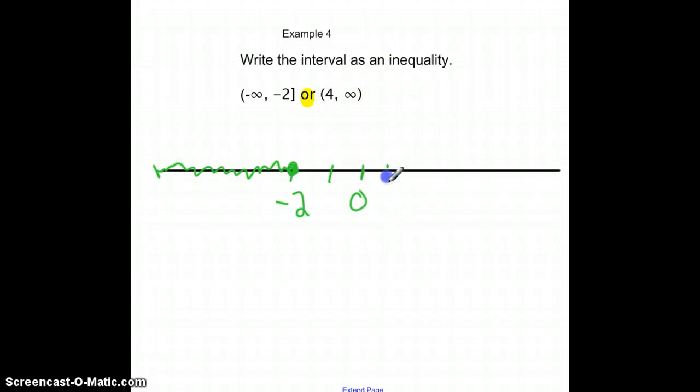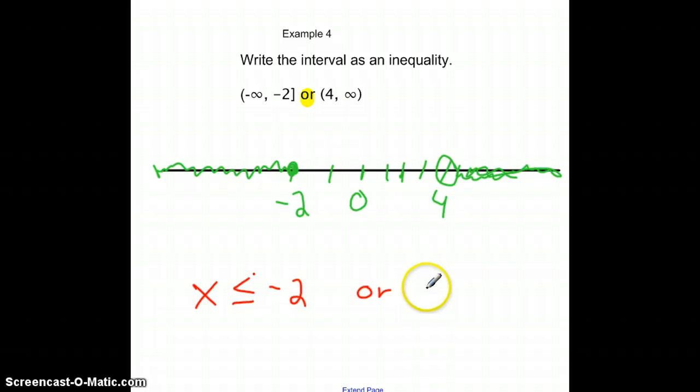Here we've got starting at 4, 2, 3, 4. And if you look carefully, 4 is not included in our solution here. It's got that open bracket, this regular parenthesis, so it's not included. So this will be an open circle. And it's going to go all the way to positive infinity. So that's what it would look like on a graph. They want us to put it into an inequality. Well, we would say x is smaller or less than or equal to negative 2, or x has to be greater than 4.